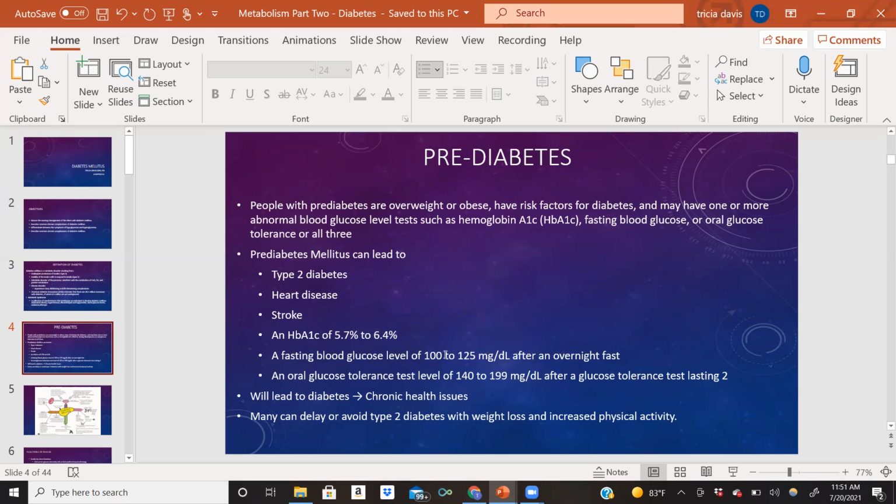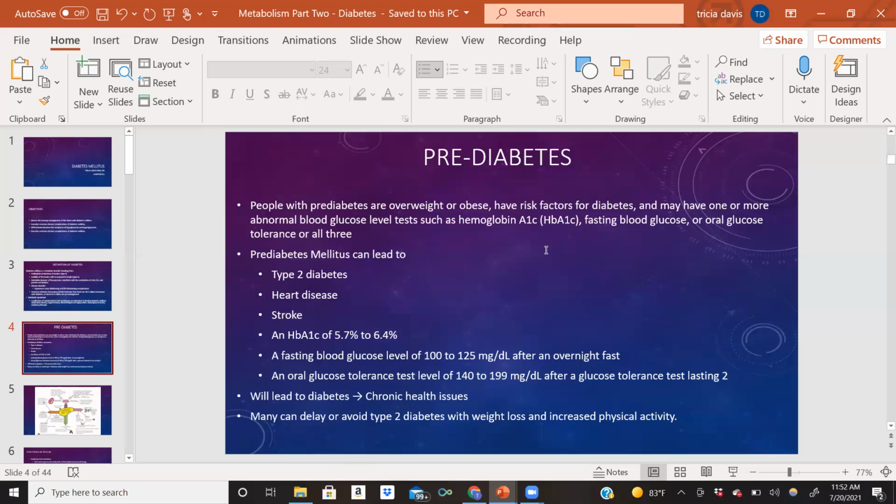And we do a fasting blood glucose because after they eat, if they have carbohydrates and things like that, it's going to affect their blood glucose. So we want to do a fasting glucose to get a real accurate number. And we can also do an oral glucose tolerance test. If that comes back between a range of 140 to 199, then that is actually considered prediabetes as well.